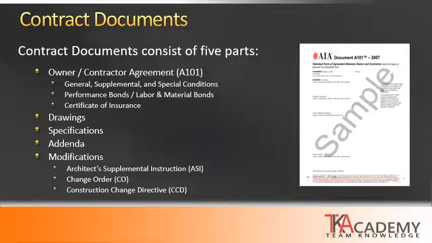We have the general, supplemental, and special conditions. It includes performance bonds, labor and material bonds, and the certificate of insurance. Now, it is not recommended that architects prepare this. This is really more of a legal document, which would be better suited for a lawyer to prepare. But I do know that within the industry, many times architects do get involved with assembling and collecting the documents for assembly into this contract document.